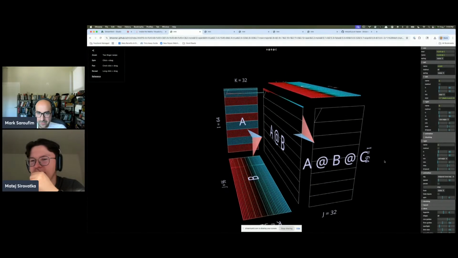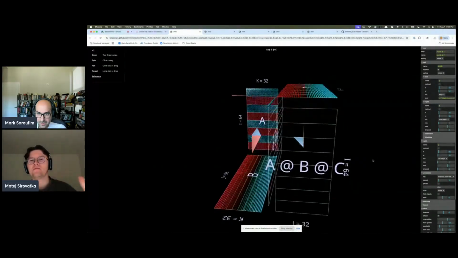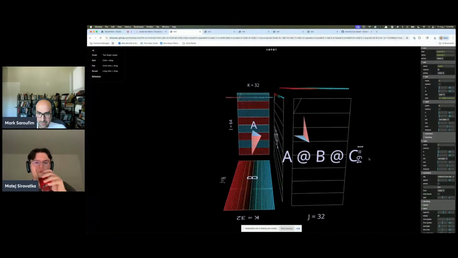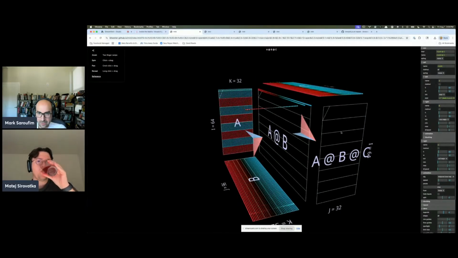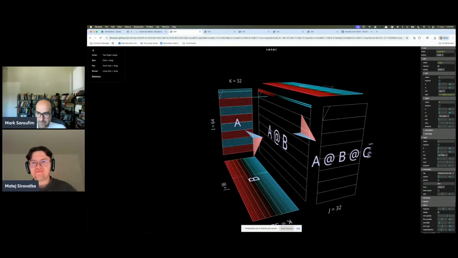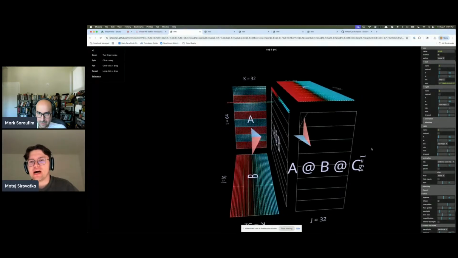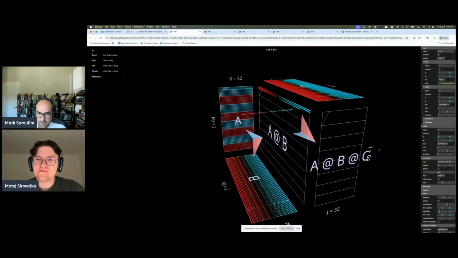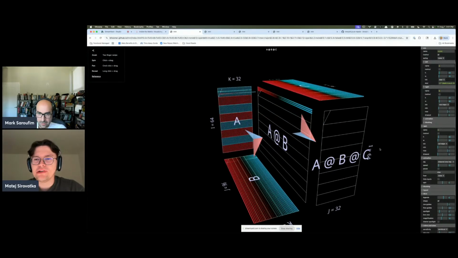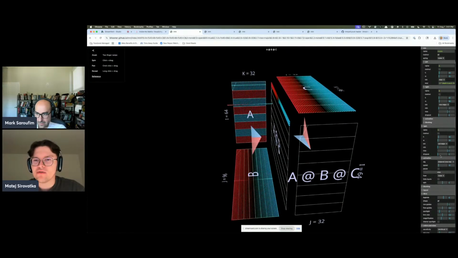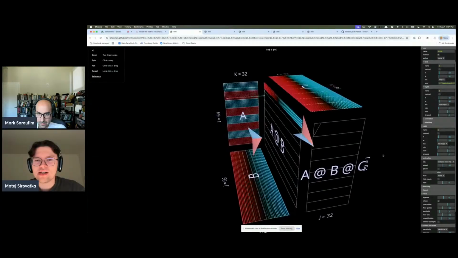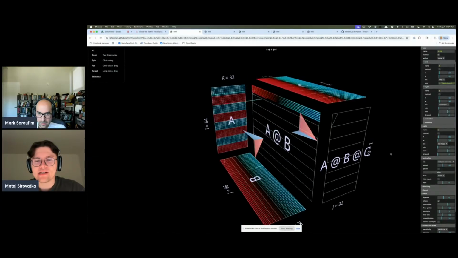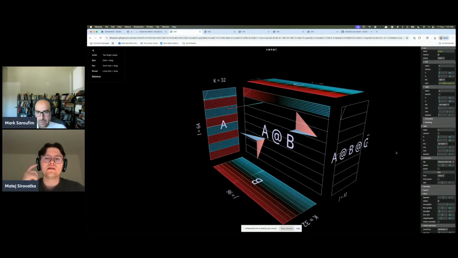By the way, one thing I find interesting about this is that you see there's still not a single element of A times B times C being computed yet. I think it's because you can't. Well, you can start, but you can't finish because you're doing a column of A times B times a row of C, and you don't have a column of A times B yet.